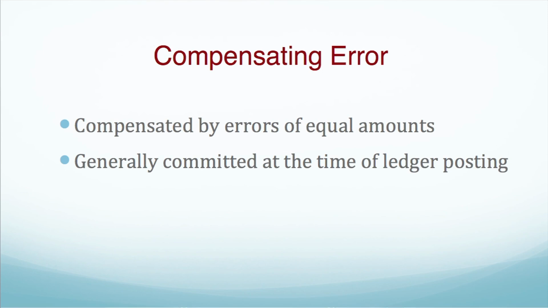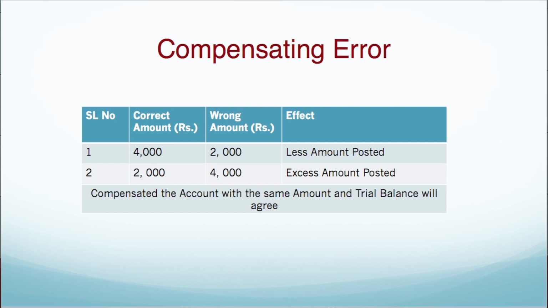So this type of error is committed at the time of ledger posting. For example, if we post one particular ledger with the amount of rupees 2000, which was originally 4000, and if we post another ledger with rupees 4000, which correctly was rupees 2000, then that will compensate the 2000. So this will compensate and the trial balance will not be able to detect it. The trial balance will agree.